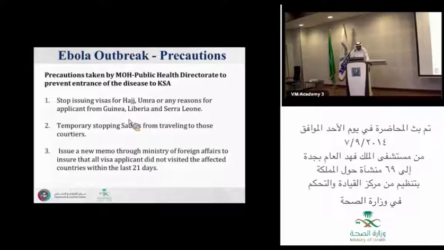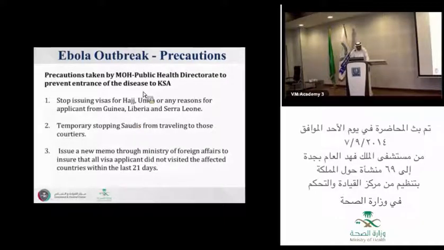We follow these cases on a daily basis to make sure that they do not develop any symptoms related to hemorrhagic fever. And if anyone develops symptoms, then we have to notify and transfer them to the hospital. Alhamdulillah, all were well, and no one developed any symptoms. If any symptom develops in any of the contacts, then they are treated as a suspected case and have to be moved to the hospital.